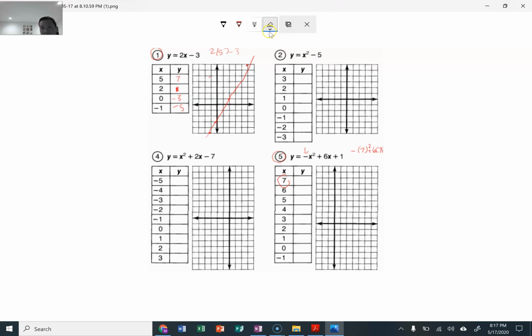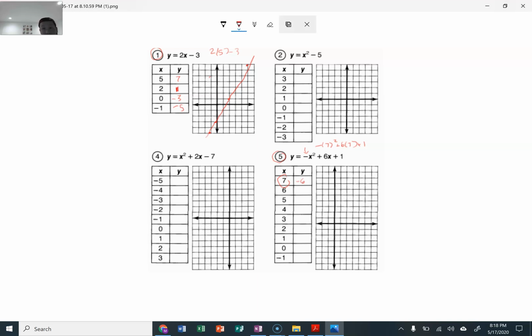Actually, let me go ahead and rewrite that, because something's weird with my spacing, so it's a little more legible. It should be -7 squared, plus 6 times 7, plus 1. Take a few seconds, put that into your calculator exactly how you see it, and tell me what you get. If you do it correctly, you should have gotten -6 for the very first one.